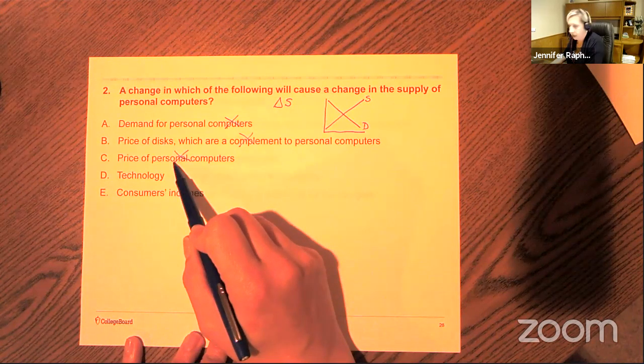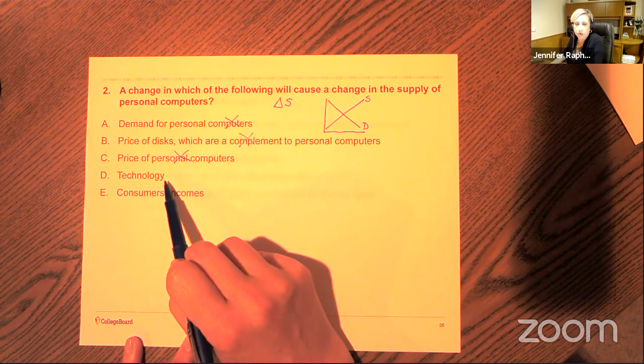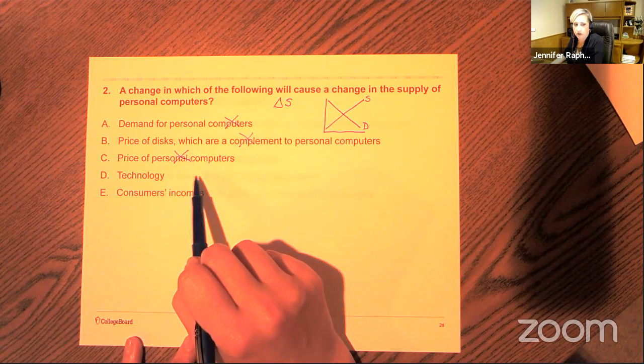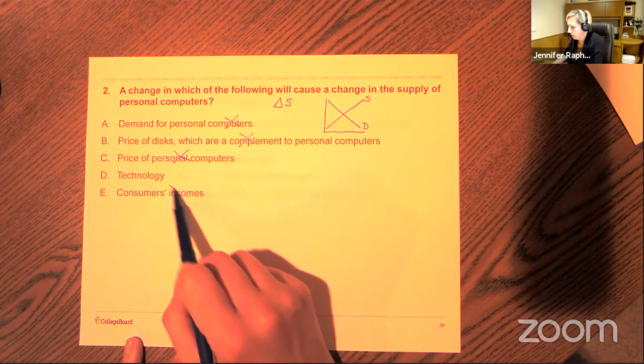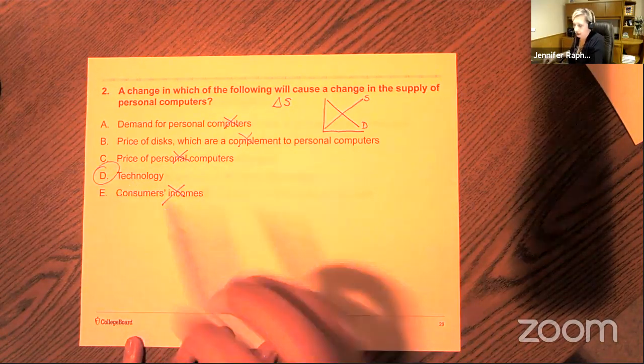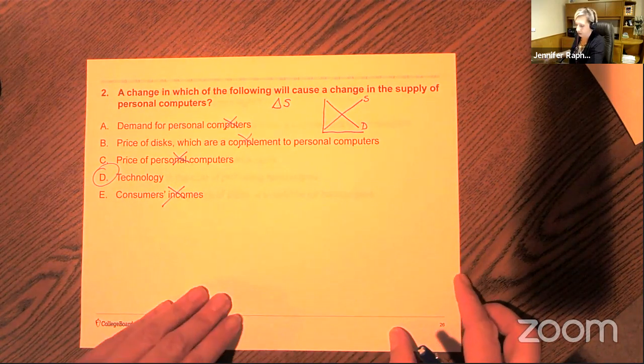How about technology? The technology used to produce, you want to read as a factor that affects supply. We're talking about the technology used to produce something. And obviously consumer incomes would be a determinant of demand. So a change in technology would be our correct answer.